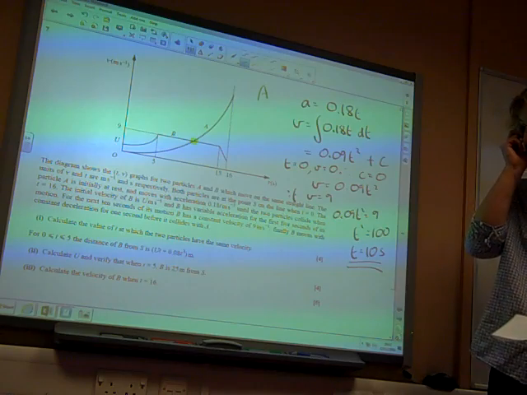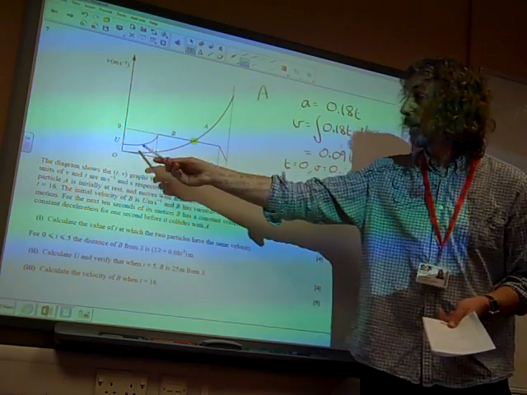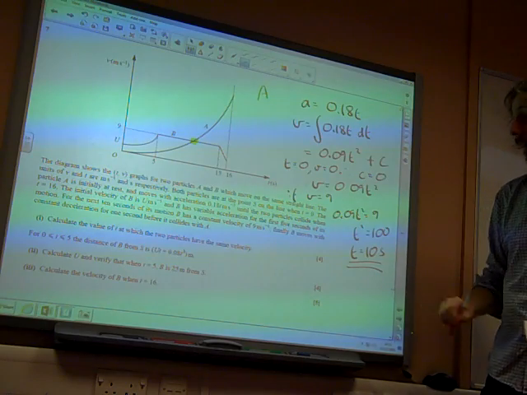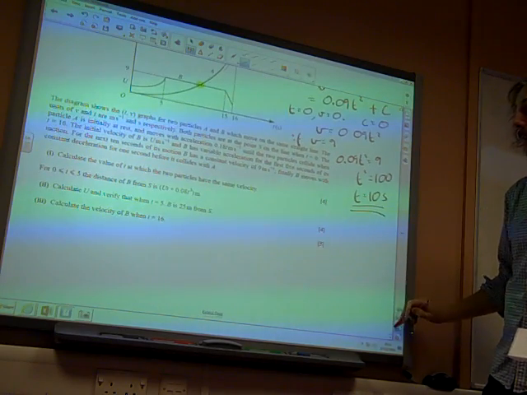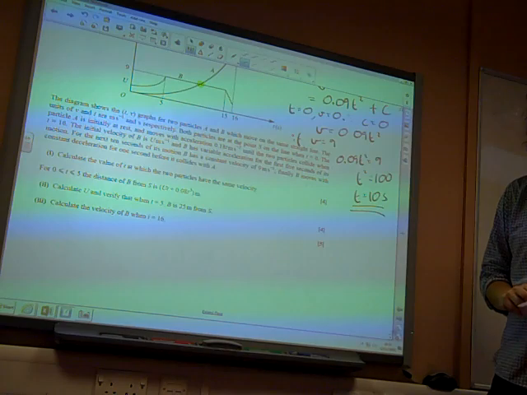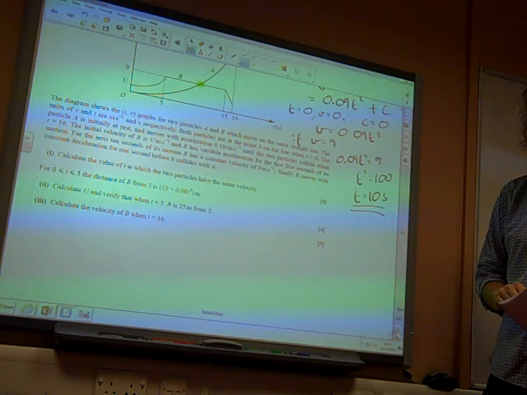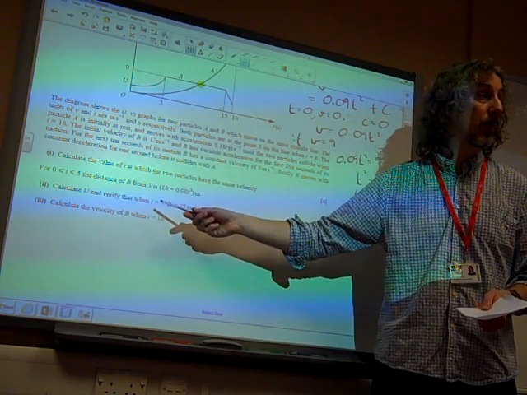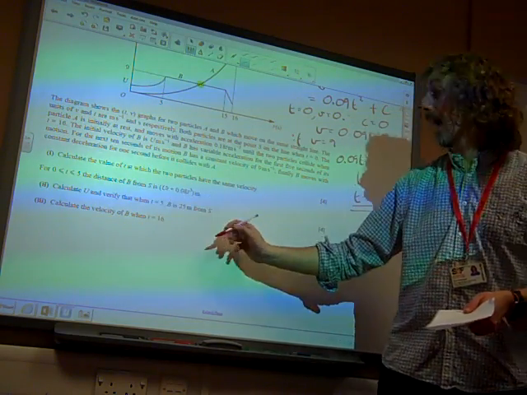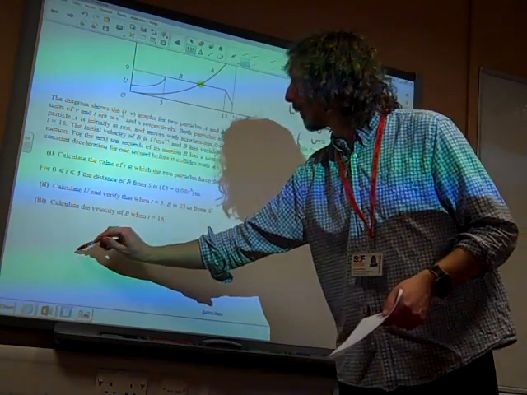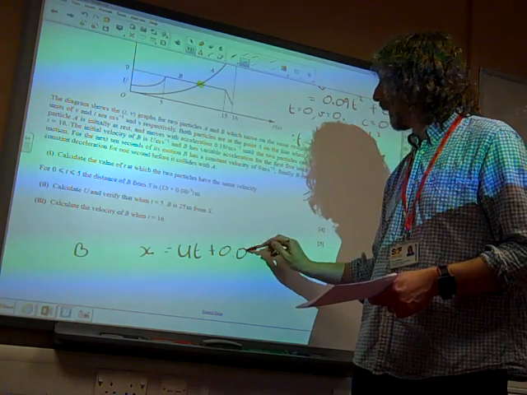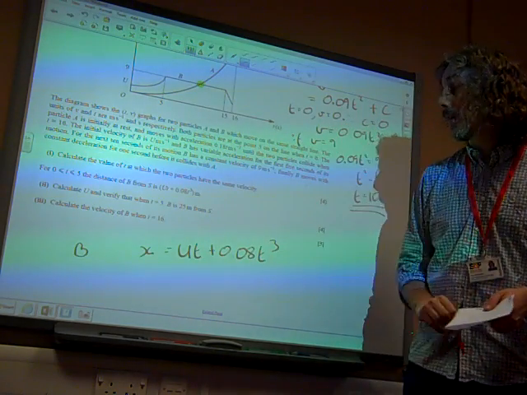For t between 0 and 5, so there's this first bit of motion here, the distance of B from S is given by that equation. Calculate u and verify that when t is 5, B is 25. Right, so this is our displacement formula, isn't it? This is x for particle B. x is ut plus 0.08 t cubed.